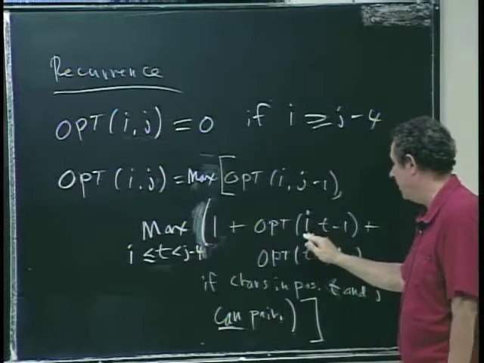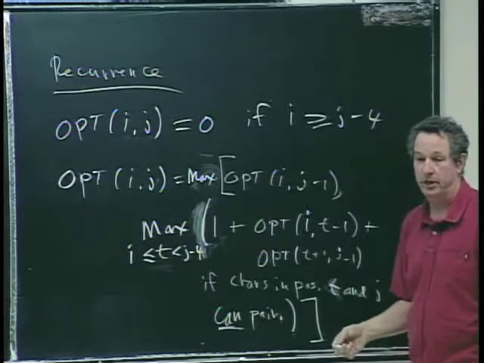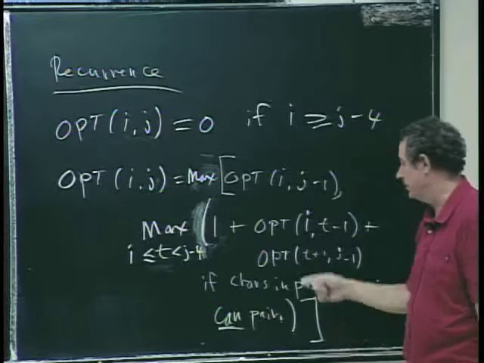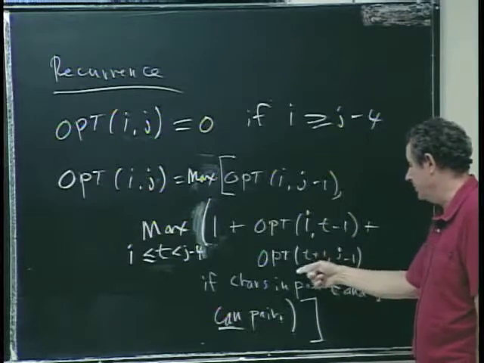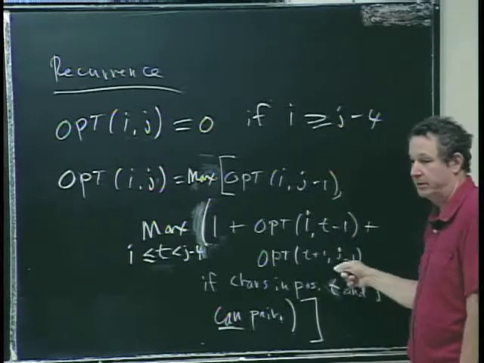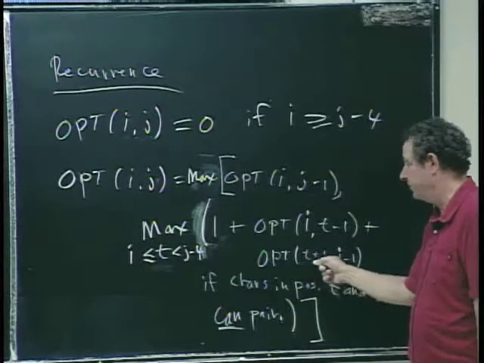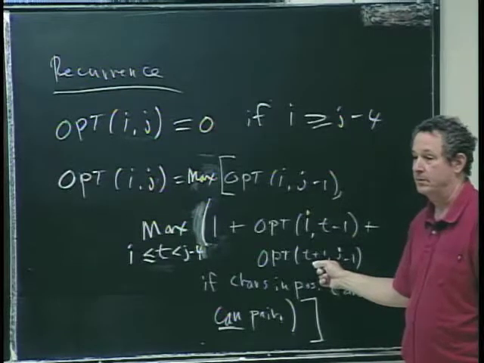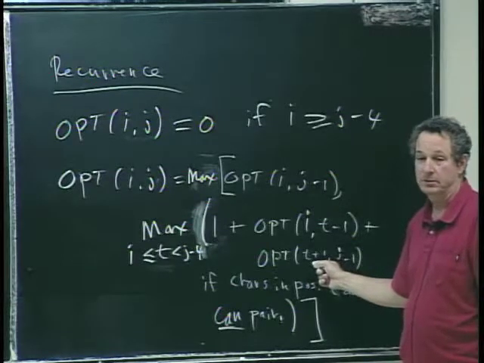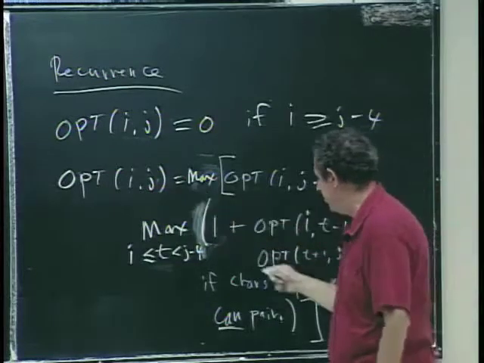What about this one? Opt I t minus 1. What's the relationship of t minus 1 to j? It's less. So this is also available or unavailable? It's available. And what about this one? This is opt of t plus 1 through j minus 1. What's the relationship of t plus 1 to I? It's bigger, right? So when you want to compute opt ij, is this available or not?